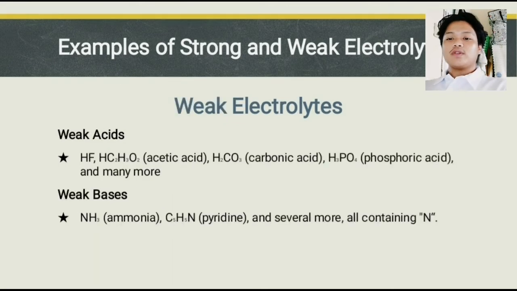For weak electrolytes, weak acids: HF, HC2H3O2, acetic acid, H2CO3, carbonic acid, H3PO4, phosphoric acid, and many more. For weak bases, NH3, ammonia, C5H5N, pyridine, and several more, all containing N.